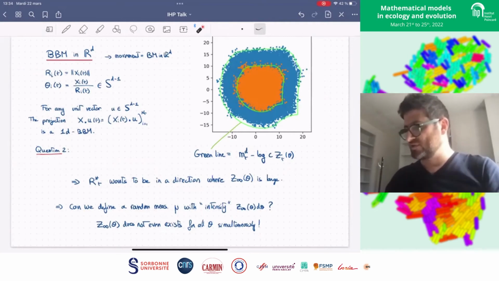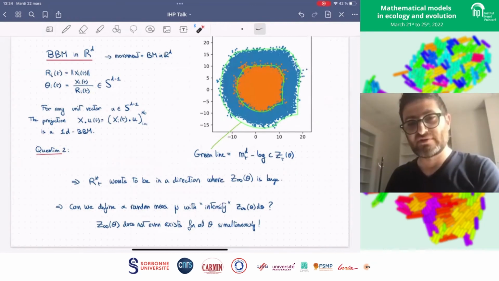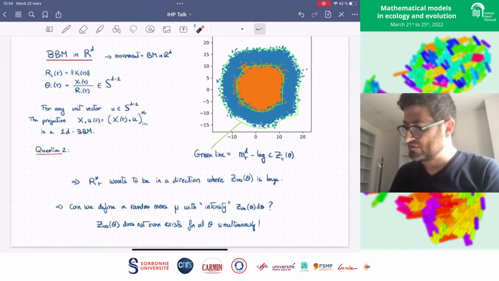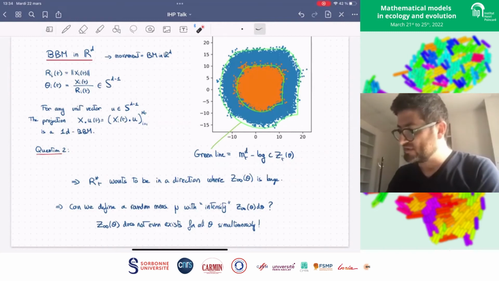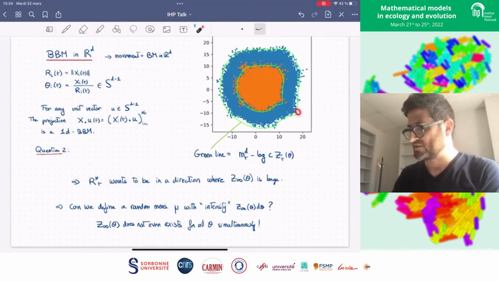And here is a simulation that Bastien did of the BBM in dimension 2 at two different times. The orange particles are at a smaller time and the blue particles are at a later time. And what I've plotted here, this green line, is m_t^d minus log C Z_t of theta. Okay, and you see that it looks like you have some direction, like this one, for instance, where indeed this advantage is bigger, and you tend to find particles which are further away from zero in this direction. Okay, so it looks like still you should be able to do something.